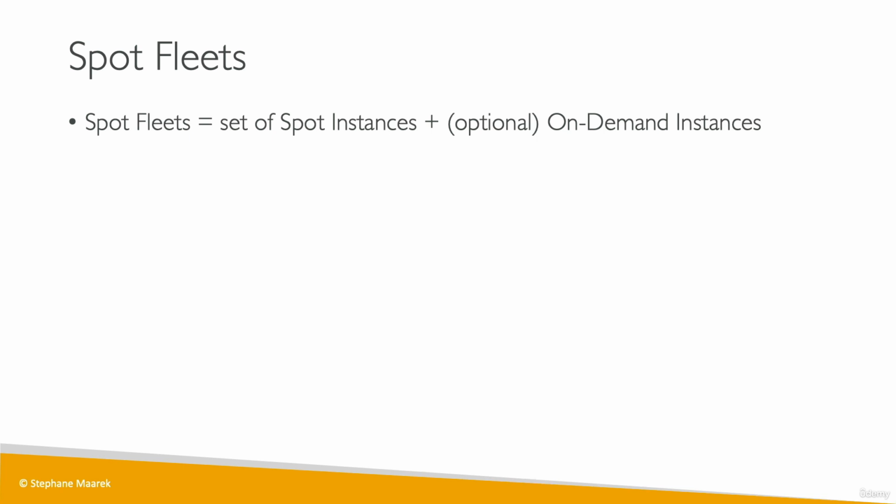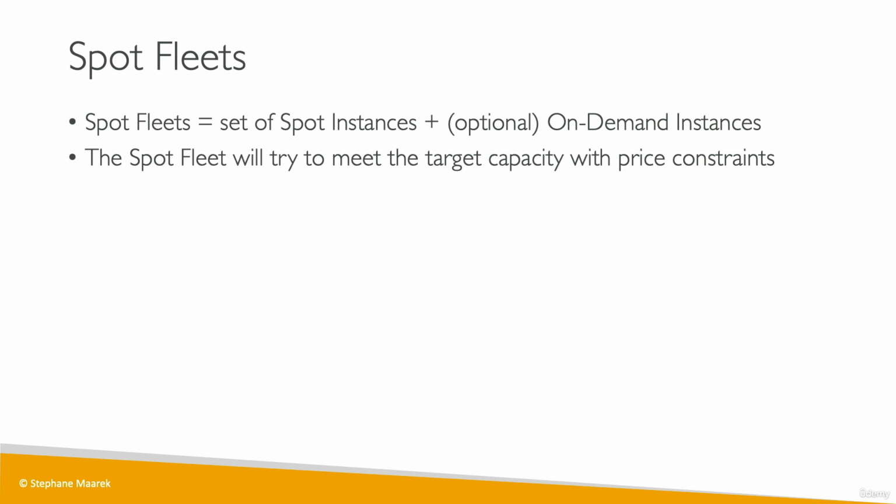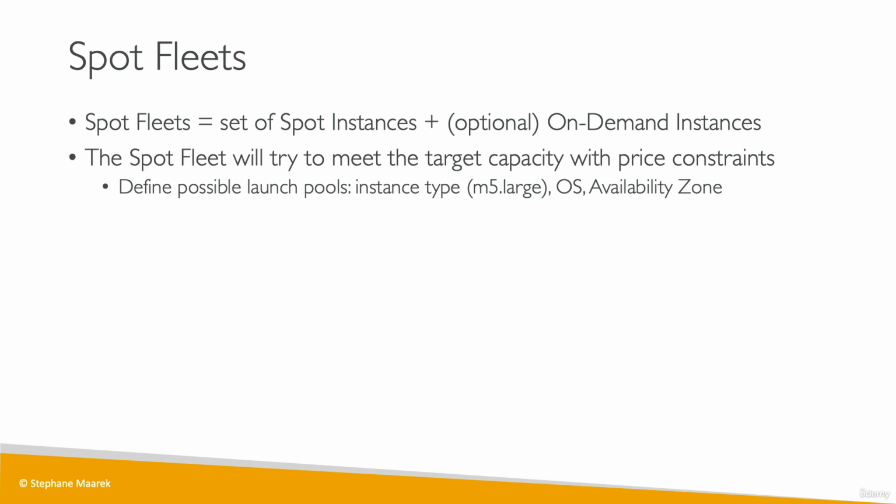Okay, next, Spot fleets. So this is the ultimate way to save money. Spot fleets are a way to get a set of Spot instances and optionally On-Demand instances. That's why it's called a fleet. And the Spot fleet will try its best to meet the target capacity with the price constraints you defined. So it will launch from possible launch pools. It can have different instance types, different OS, and availability zones. And so you're going to define multiple launch pools, so multiple instance types, multiple everything. And then the fleet will choose the best and most appropriate launch pool for you.